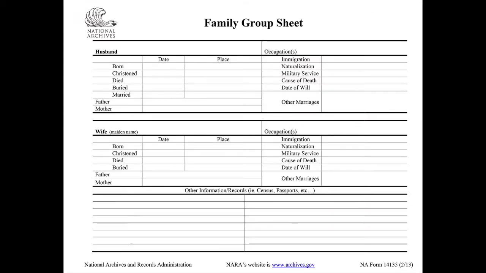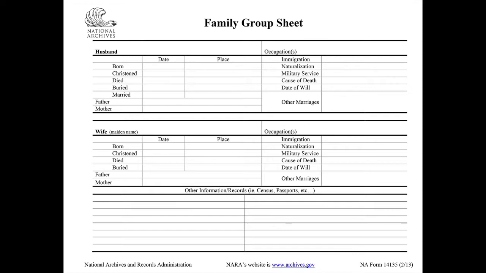The next important chart is called a family group sheet. For our purposes here, a family is defined as a husband, wife, and children. This blank form is found online at the National Archives site. It consists of 2 pages in order to have room for all of the information. Single-page forms are also available, but they're cramped for space. This form is more than just vital statistics.